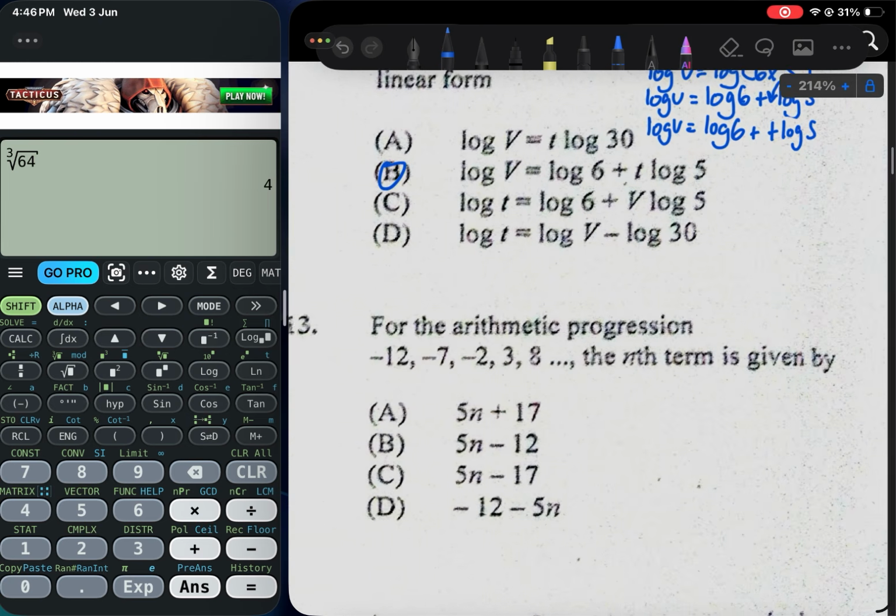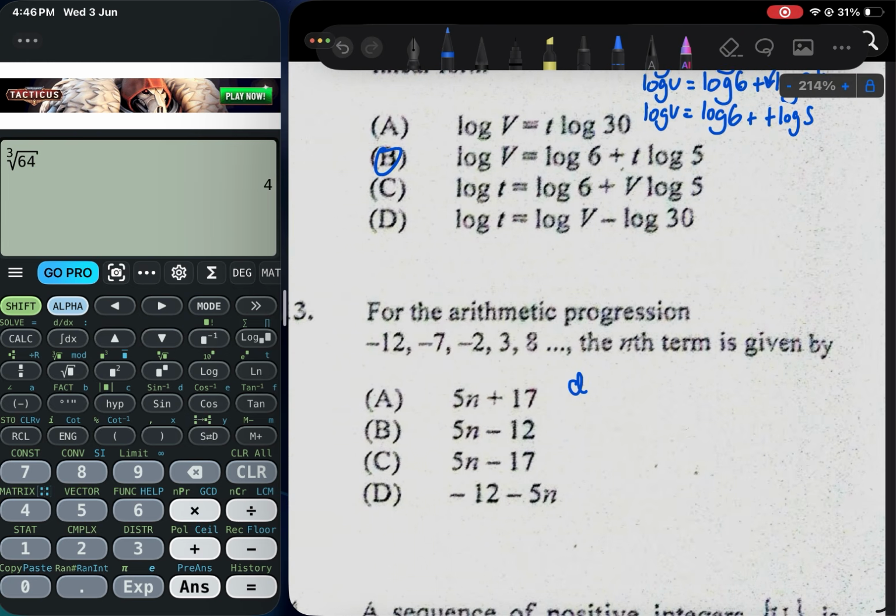So first, the very first step is to find the common difference, which is t2 minus t1. So -7 subtracted by -12. It's very important to pay attention to the signs. Two negative signs would equate to a positive sign. So the common difference would give you 5.